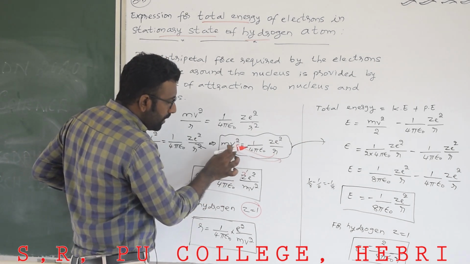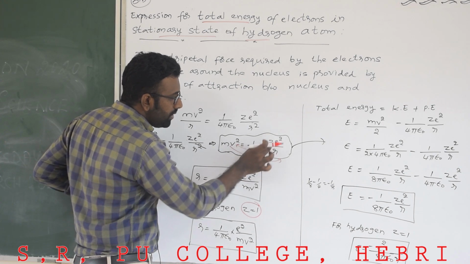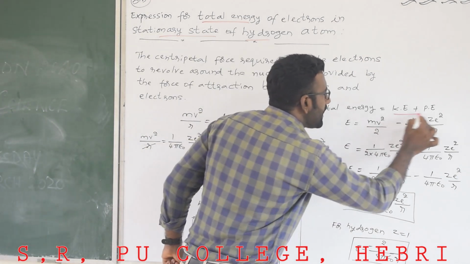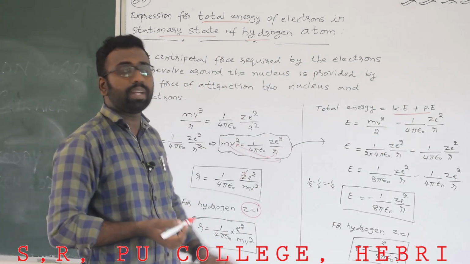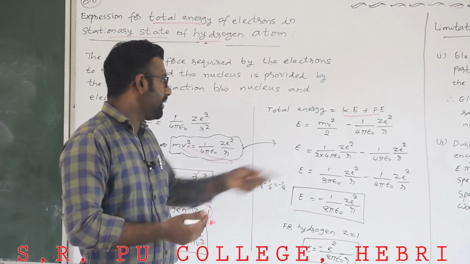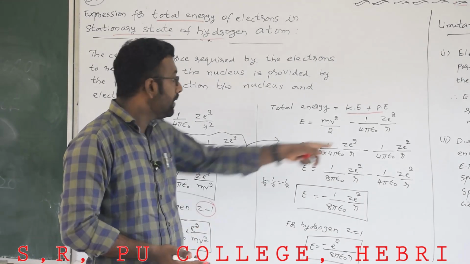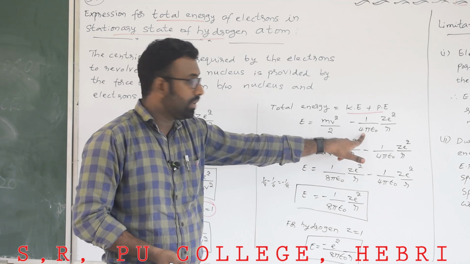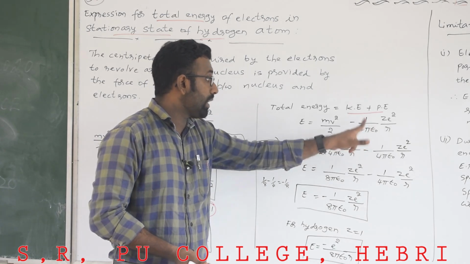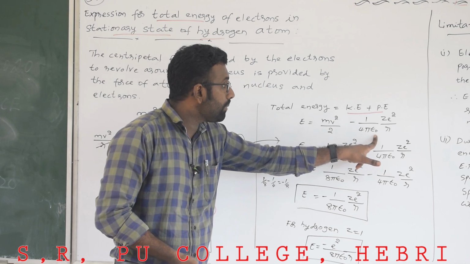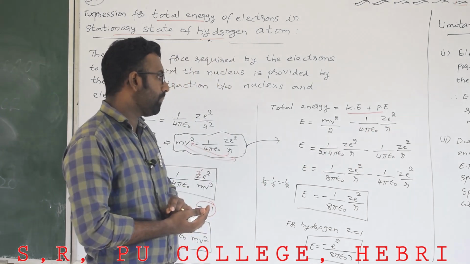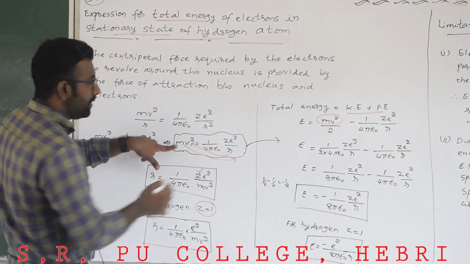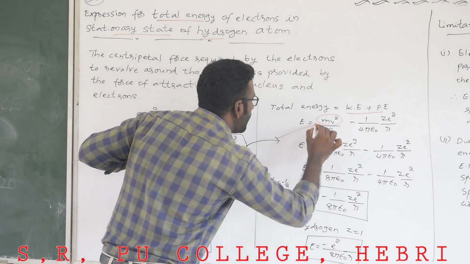Now we will go for the total energy. Remember this equation, mv square is equal to 1 by 4 pi epsilon naught Ze square by r. We need to carry it. Total energy is equal to kinetic energy plus potential energy. Correct? So what is kinetic energy? We know already, mv square by 2 or half mv square, minus. Why minus? Potential energy is minus. Minus 1 by 4 pi epsilon naught Ze square divided by r. Now this mv square, that's what I told you, should remember this. This will be substituted over here.